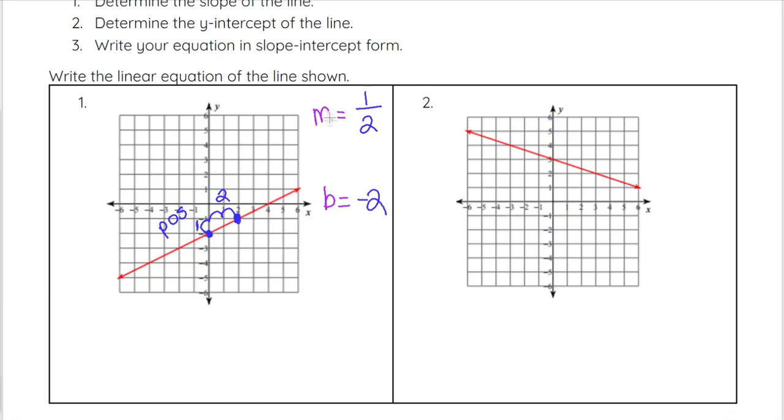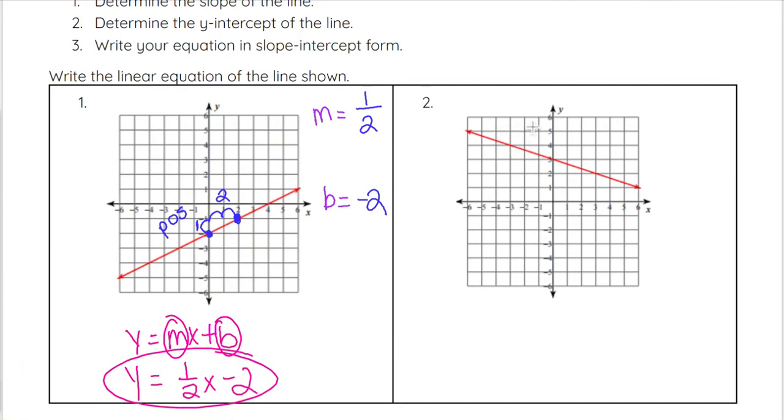Now that we have our slope of 1/2 and our b, which is our y-intercept of -2, we can go ahead and write our equation in slope-intercept form, y equals mx plus b. We just plug in for m and we plug in for b, and we get y equals 1/2 x minus 2.